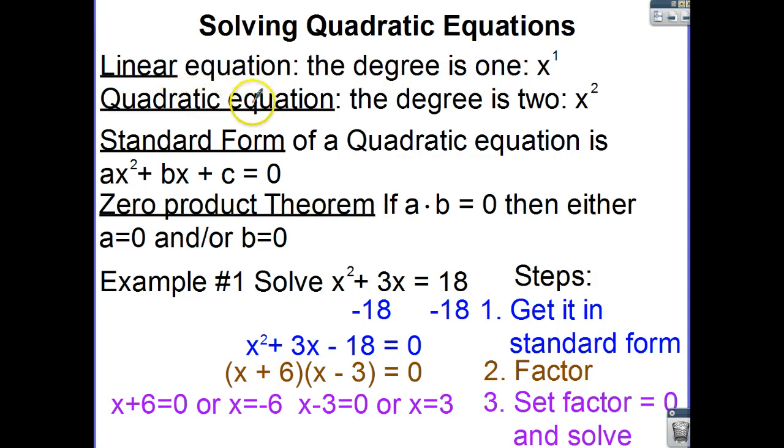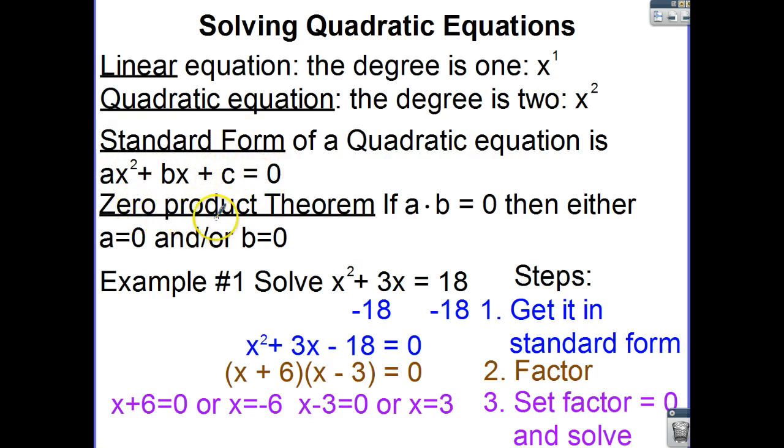A quadratic equation, well, the highest degree, or the degree of the equation, is 2, and that would be because x squared was the highest exponent on the variable. Standard form of a quadratic equation is ax squared plus bx plus c equals 0.